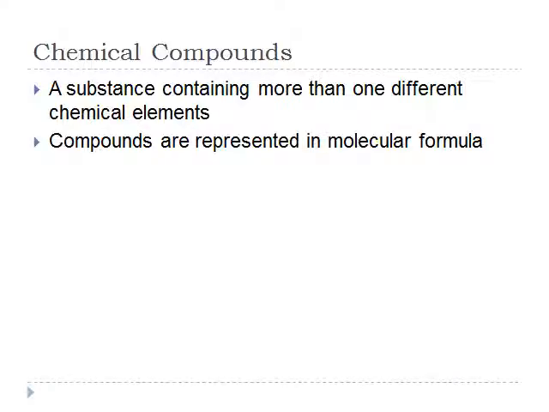So let me first explain to you what a chemical compound is. A chemical compound is a substance that contains more than one different chemical element. Compounds are represented in molecular formula.